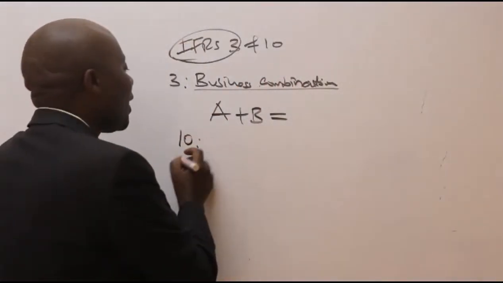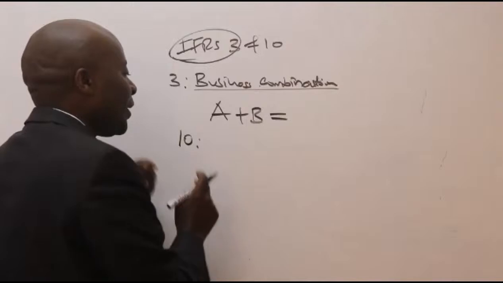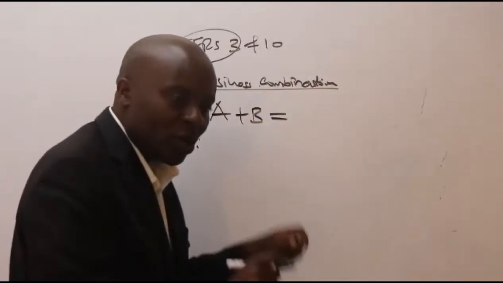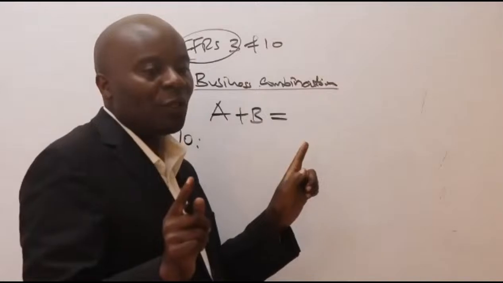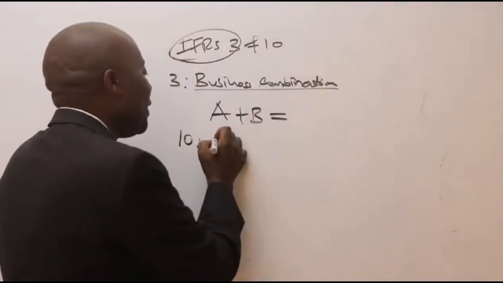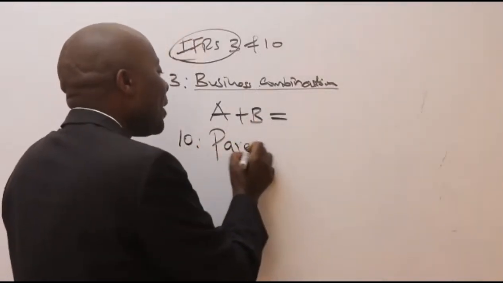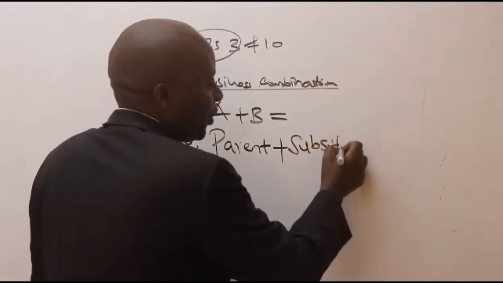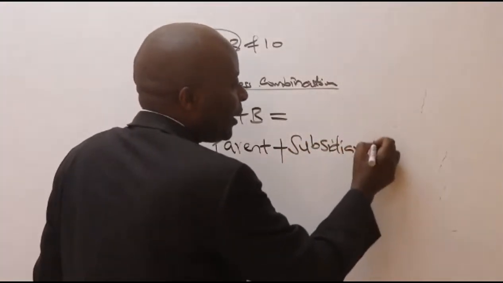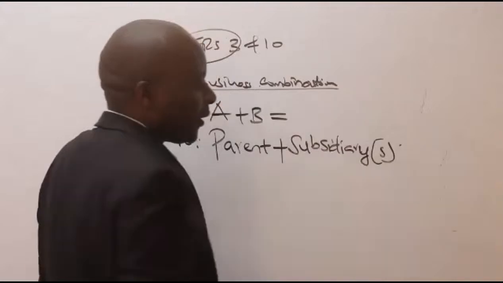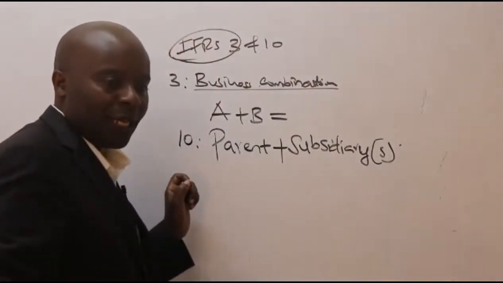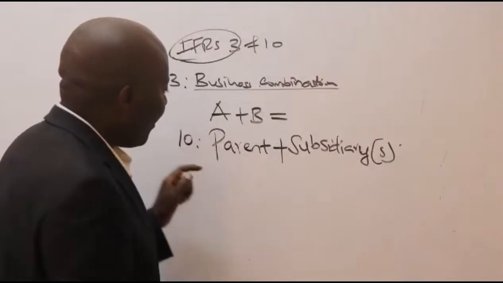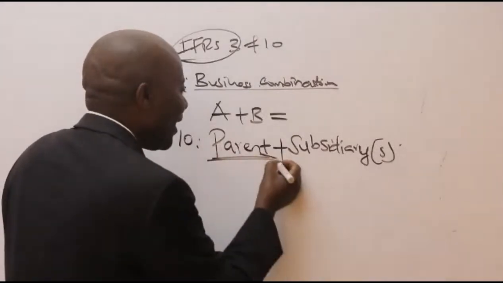and tells us that if you were to consolidate, you can only consolidate the financial performance of a group of companies. And a group of companies, as somebody hinted to us, basically is a parent plus subsidiaries. There could be many subsidiaries like that. A parent plus subsidiaries.